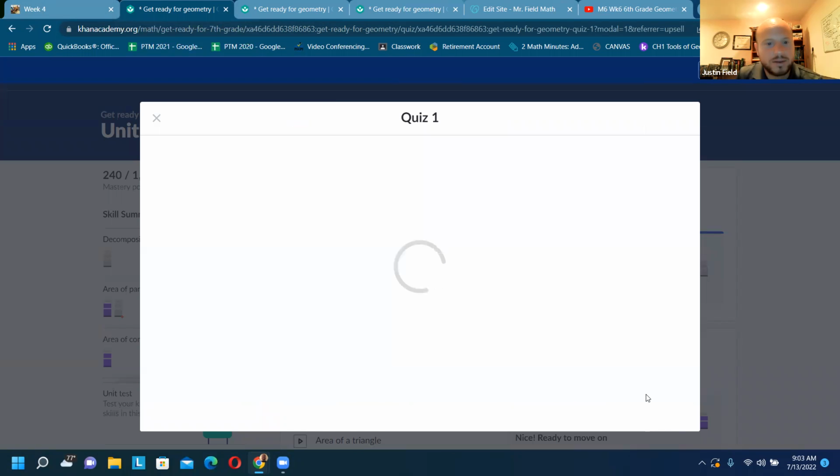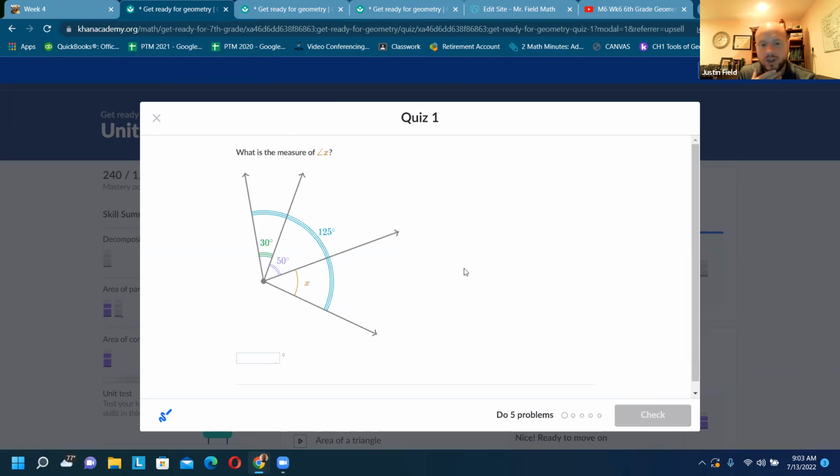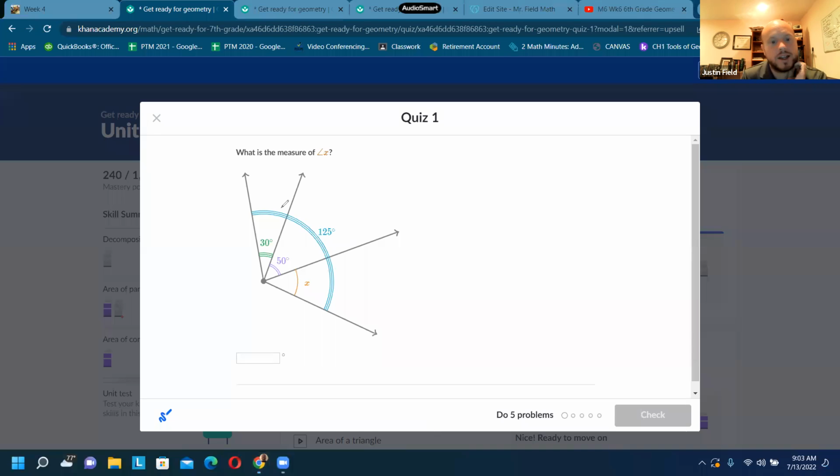So let's go. All right, first of all, angles. What is the measure of angle X? What a good question. You can see that we have 3 angles here. This one here is 30. This one is 50. This one is unknown. And the whole thing is 125.